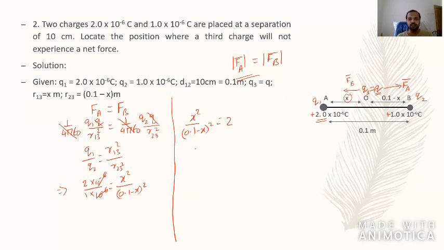I'll take the square root over here on both the sides. So the left hand side becomes x divided by 0.1 minus x equals to square root of 2 is 1.41. I'll just ignore the rest of the terms. So it will be x divided by 0.1 minus x equals to 1.41. So now we have x equals to 1.41 into 0.1 minus x.